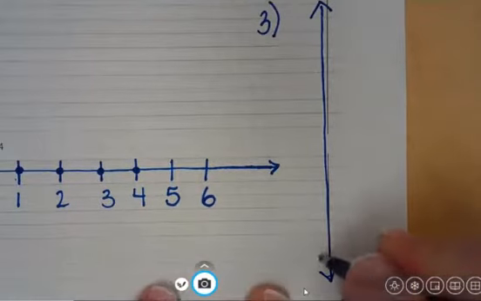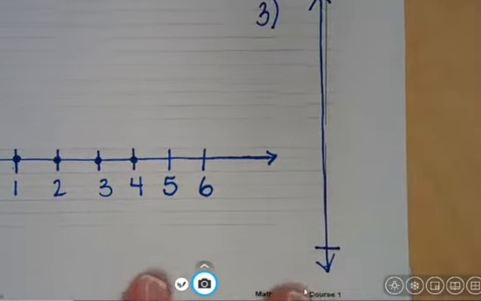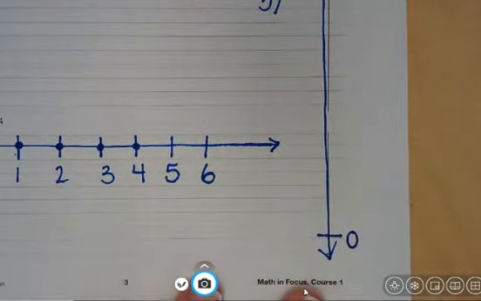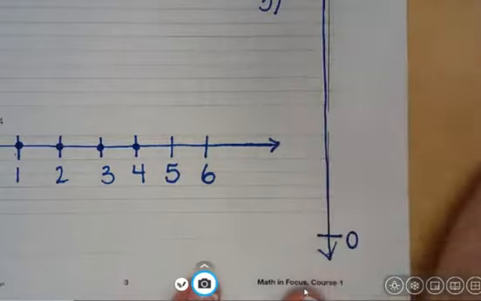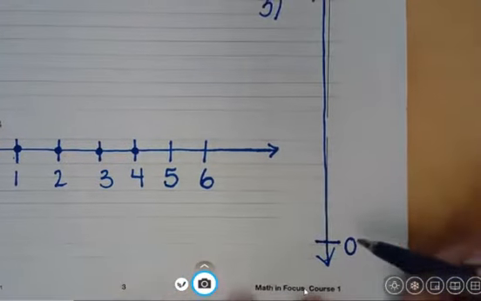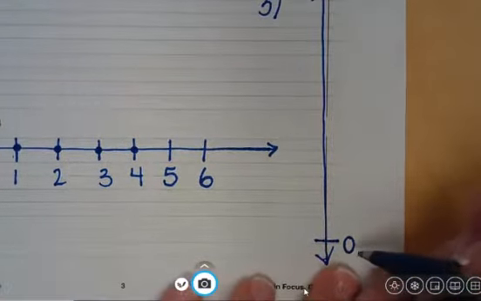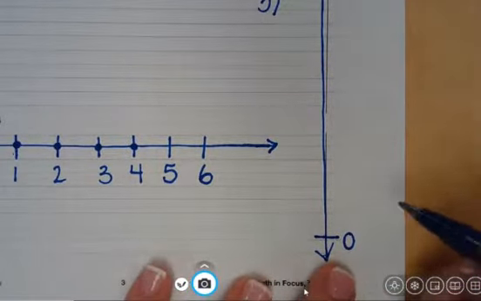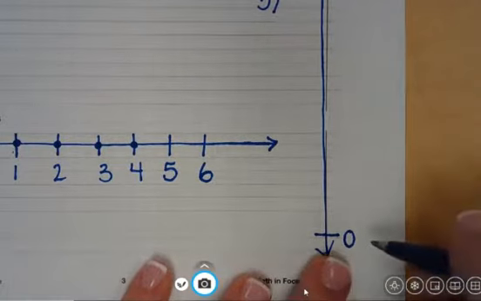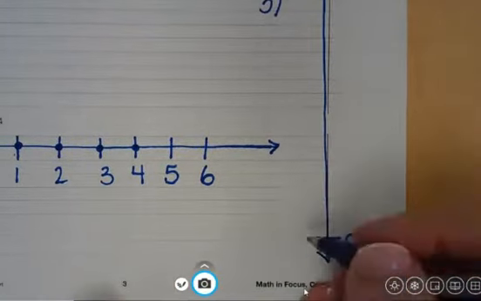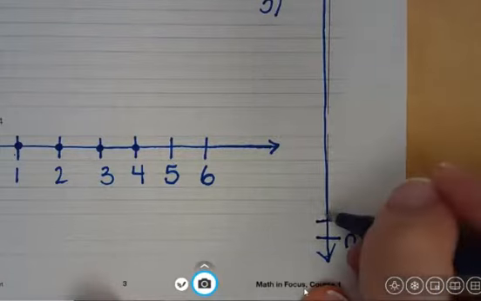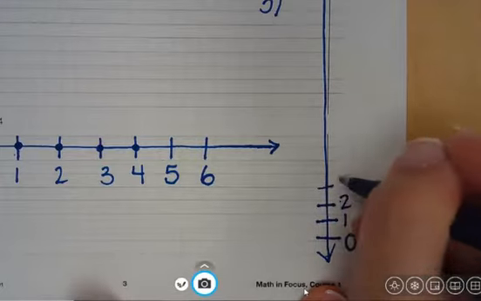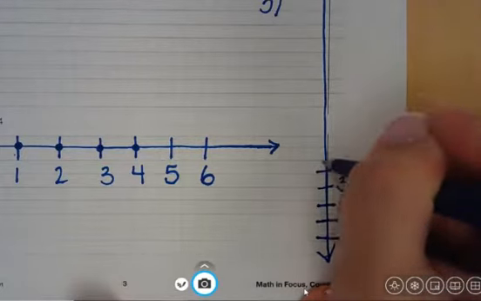So then we have to remember on a vertical number line, the lesser numbers are lower, kind of like a thermometer, and the greater numbers would be higher. So if we're working with positive whole numbers, we know the 0 would be on the bottom. Okay, and this asks for odd numbers between 1 and 10. So we have 1 that we would put here, and then 2, and then 3, and you would number all the way up to 10.